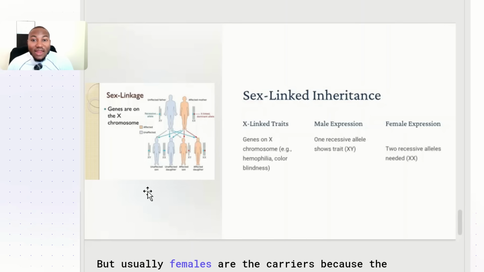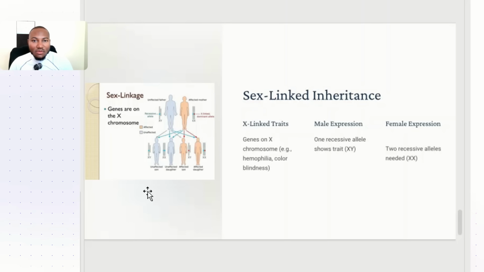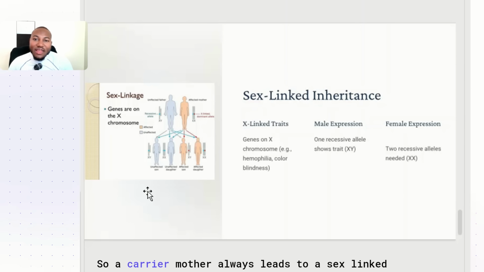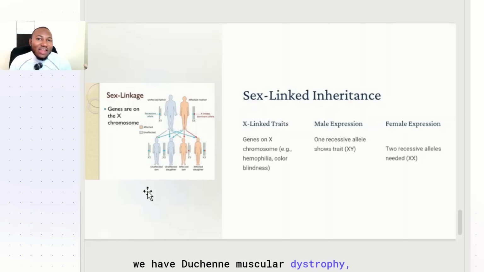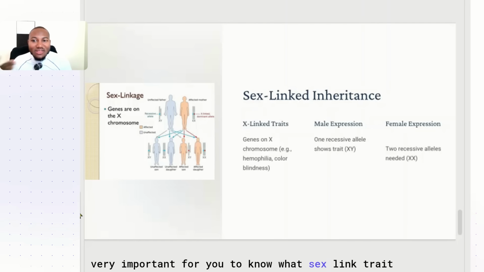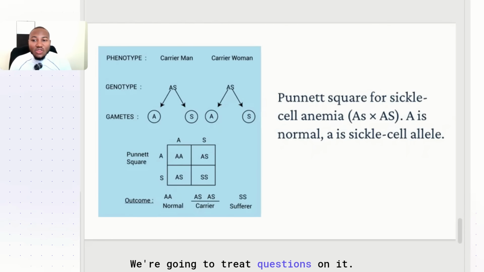But usually females are the carriers because it's the female that gives an X to the male. So the mother will pass an X to the son. So a carrier mother always leads to a sex-linked trait for the son, not for the daughter. All right. So examples of sex-linked traits, we have hemophilia, we have Duchenne muscular dystrophy, which affects the dystrophin, we have the red-green color blindness, right? Very, very important for you to know what a sex-linked trait is. We're going to treat questions on it.